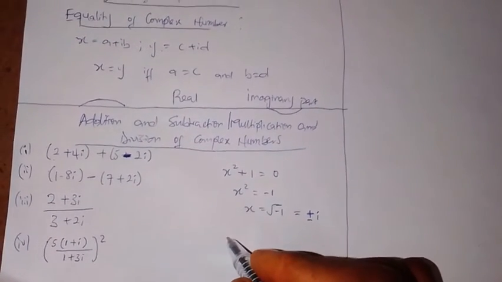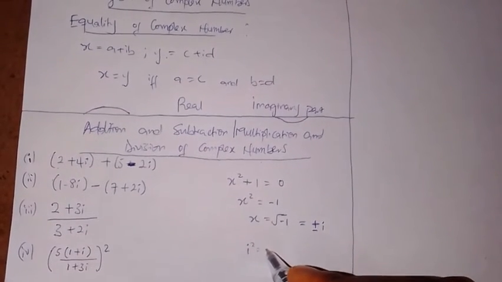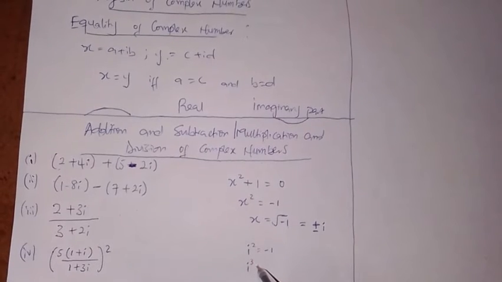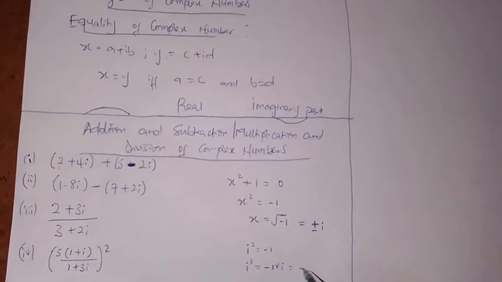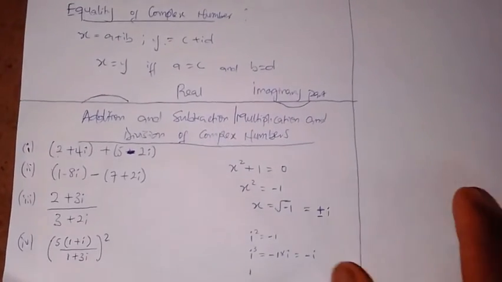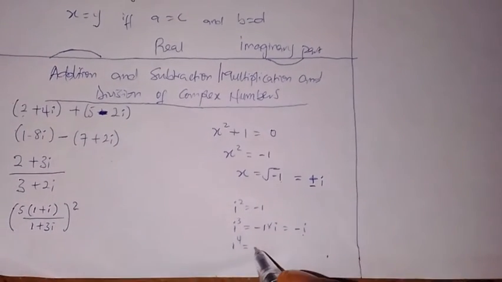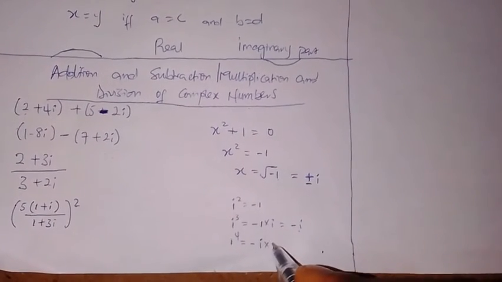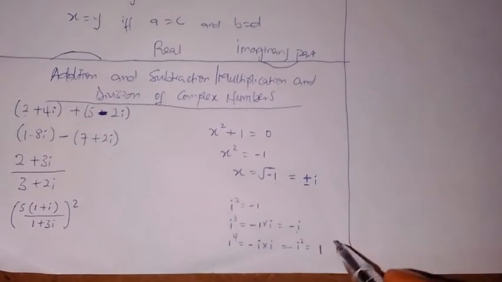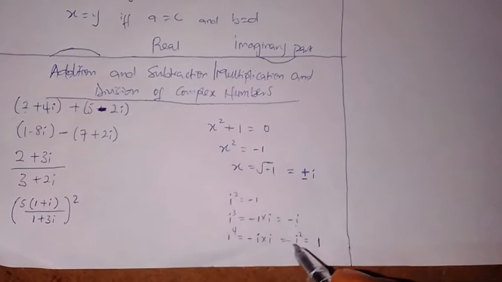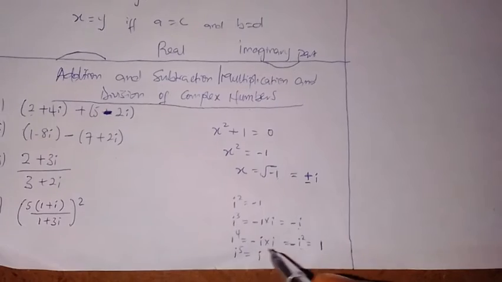And also now, the other thing I want to add is, if I have my i squared equal to minus 1, it means that my i cubed is going to be minus 1 times i, which is minus i. My i raised to power 4 is this last one that I got here, minus i times i, which is minus i squared, which is 1. Why? Because i squared alone is minus 1, and minus times minus becomes 1. It means my i raised to power 5 is going to be i.